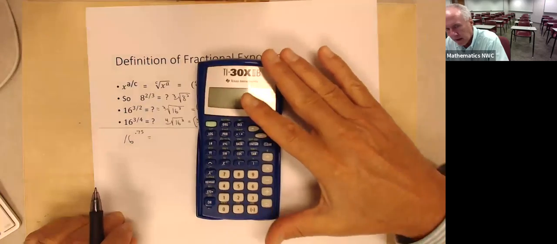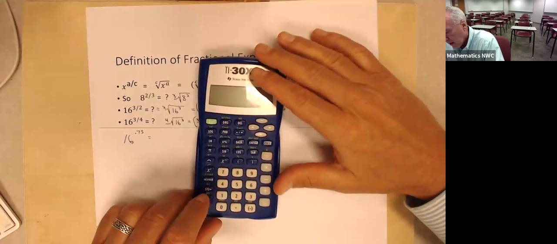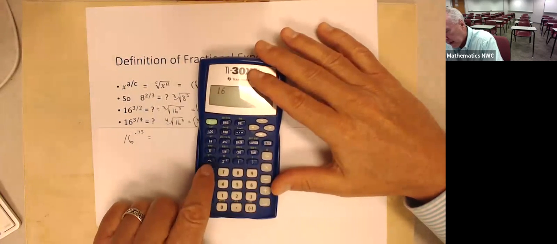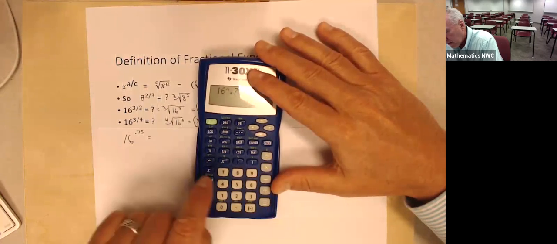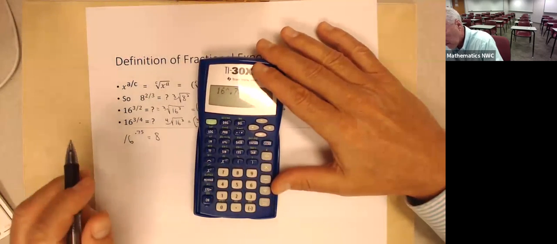Well, if I go on my calculator here, I'm going to punch 16. I'm going to punch my caret button, which is, of course, an exponent. And I'm going to go 0.75 for this exponent. And I should get, as the calculator showed me, 8.